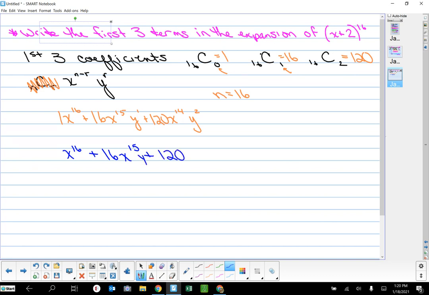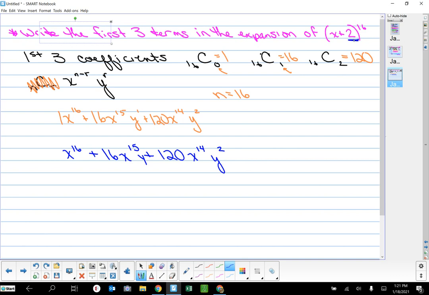I don't need this 1, so this is just x to the 16th plus 16x to the 15th plus 120. Oh, I have a y on here. 120 x to the 14th y squared. Now, if I needed another term, it would be x to the 13th y to the 3rd. And then the next one would be x to the 12th y to the 4th. It would just keep dropping one off the x, adding one to the y. So, oh, I made a boo-boo. Do you know where it is?